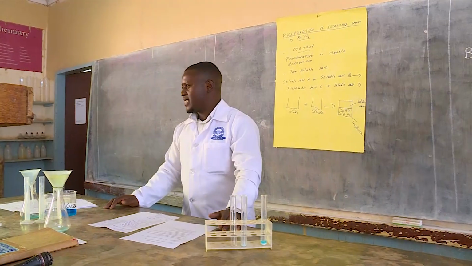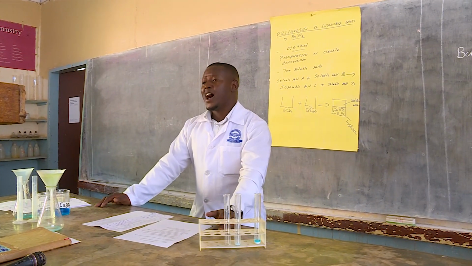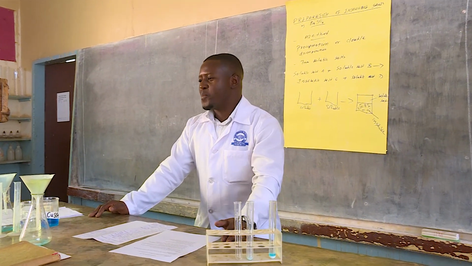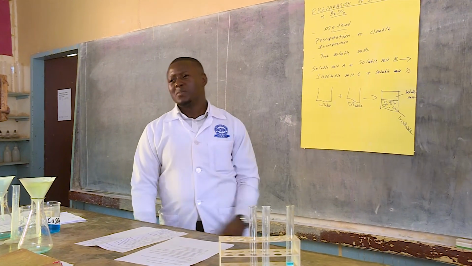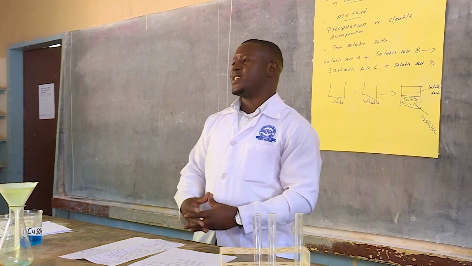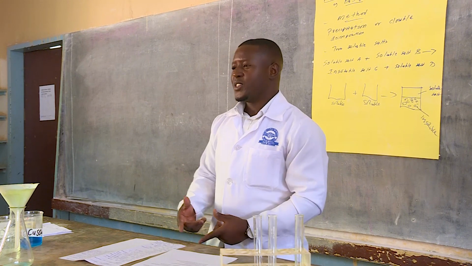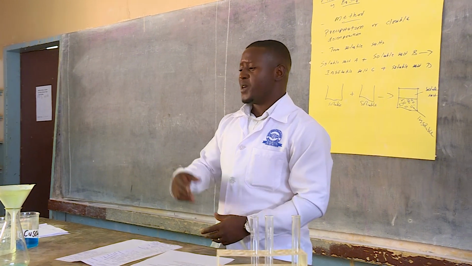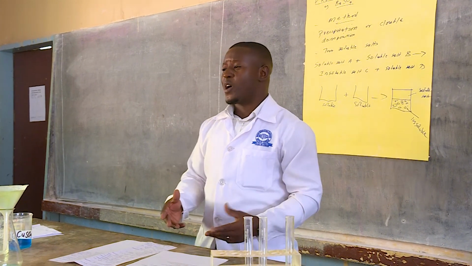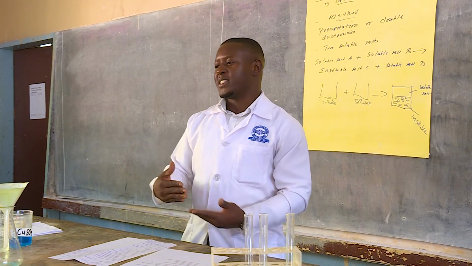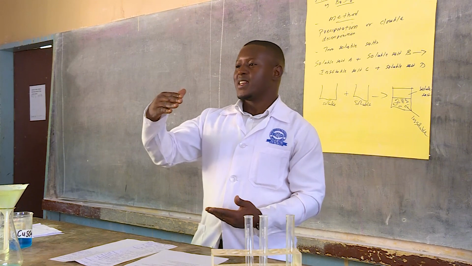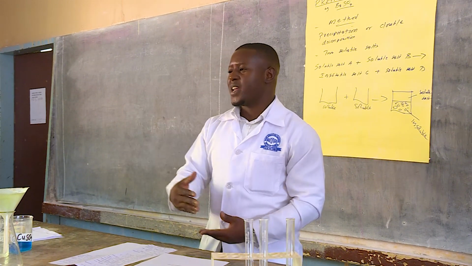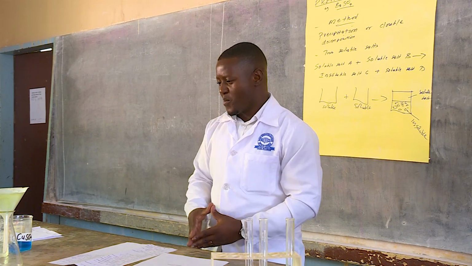That is how you are supposed to prepare barium sulfate, which is an insoluble salt. So the method they have demonstrated, the method of preparation, is what we are calling precipitation, because it has given us a product which is insoluble.